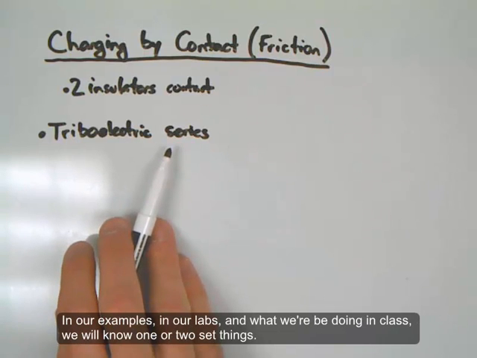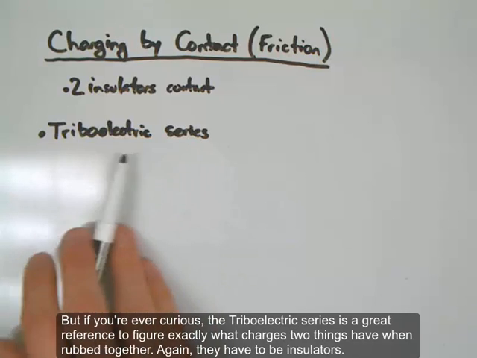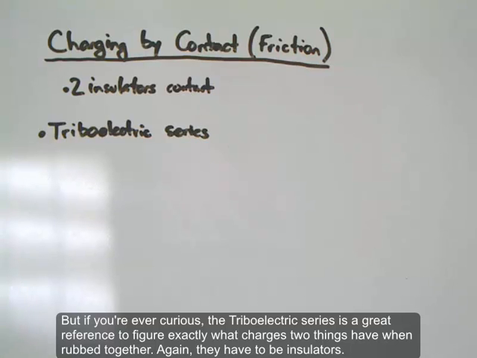In our examples, in our labs, and in class, we will know one or two set things, and once you know one or two set things, you can figure out everything from those. But if you're ever curious, the triboelectric series is a great reference to figure out exactly what charges two objects have when they are rubbed together. And again, they have to be insulators.